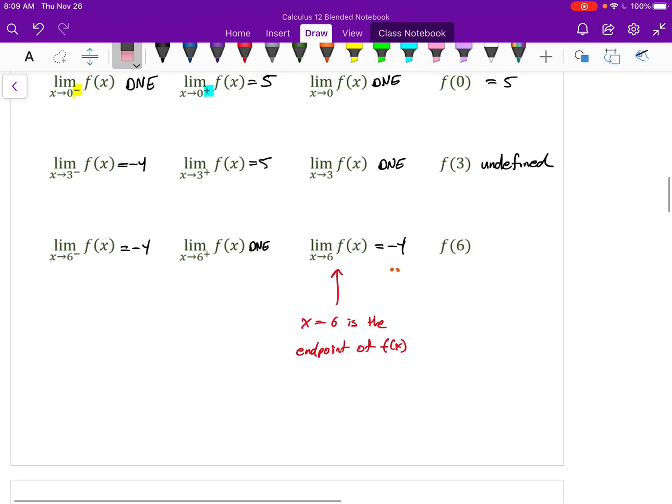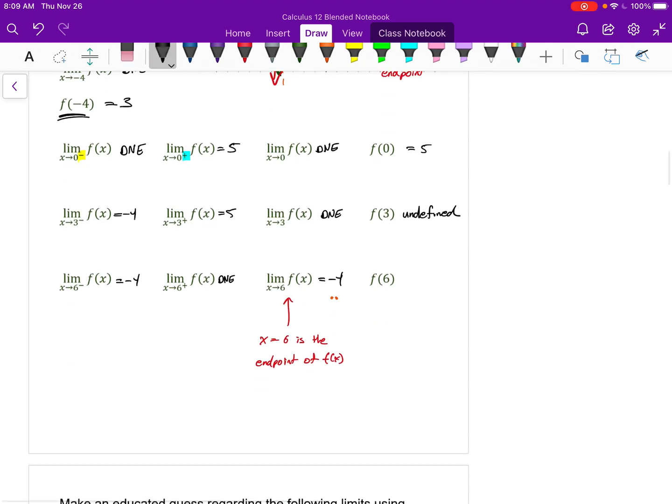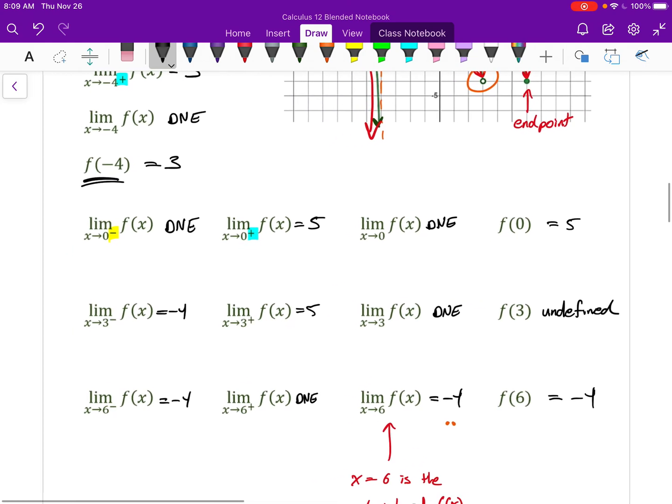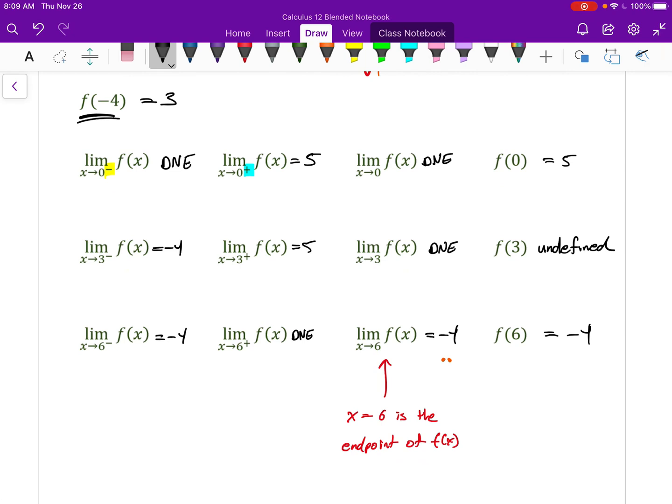That's it. F at 6. Again, look at my graph. The output when x is 6 is, again, -4. And so all of this sort of stuff here, with a bit of practice, gets quite doable. But you need a bit of practice. There's a lot of little details to be clear about, including stuff like the endpoints here.